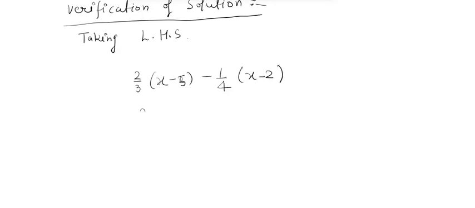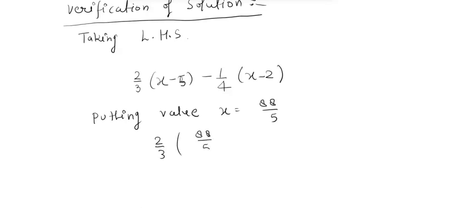So putting value of x is equal to 88 by 5, we will get 2 by 3 in bracket 88 by 5 minus 5, minus 1 by 4, 88 divided by 5 minus 2.